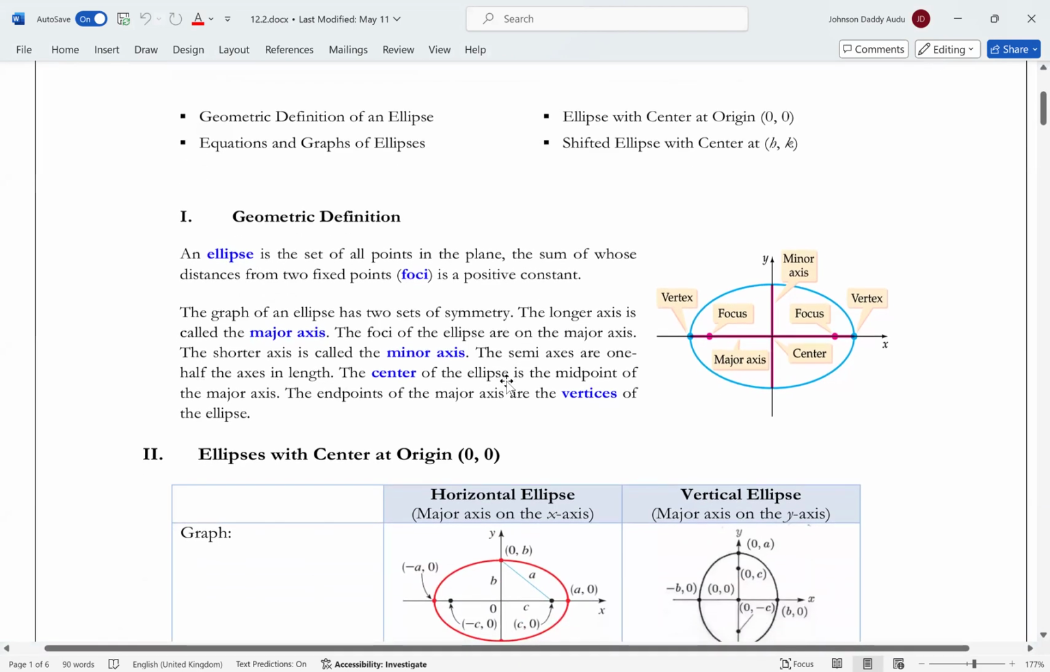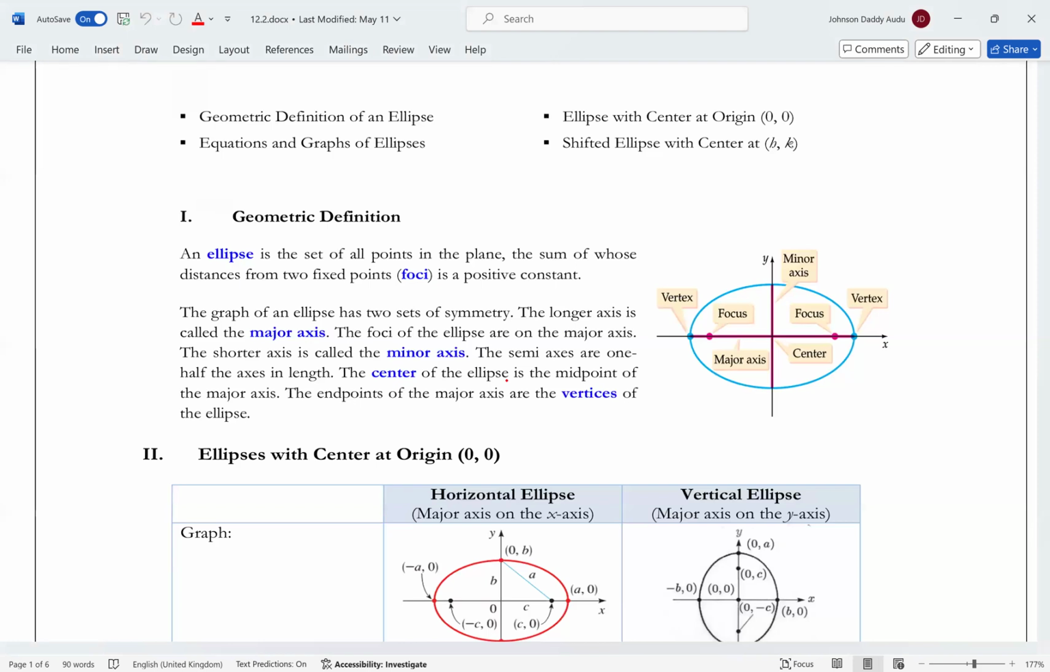So we said an ellipse is a set of points in the plane where the sum of the distances from two fixed points is a positive constant. We will discuss that later. But let's define the important things we have for an ellipse.